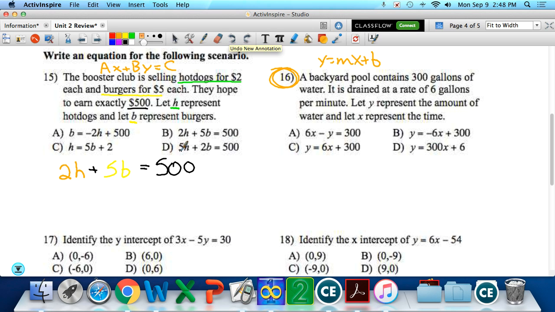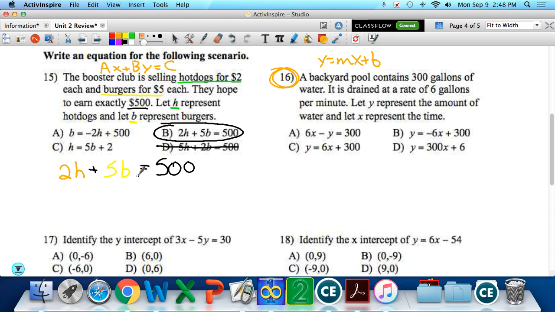Ooh, double check, be careful. 5H plus 2B, I just reversed those and gave you an option with the numbers backwards. Careful, guys, I cannot stress enough. Be careful on this test that you are selecting the correct answer. Nothing hurts me worse than seeing someone with the right answer written down and then they bubbled in the wrong answer. I can't help you there. You got to bubble in correctly.